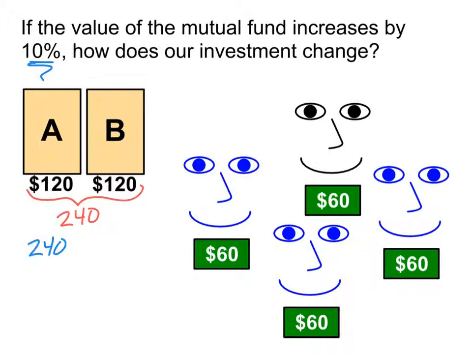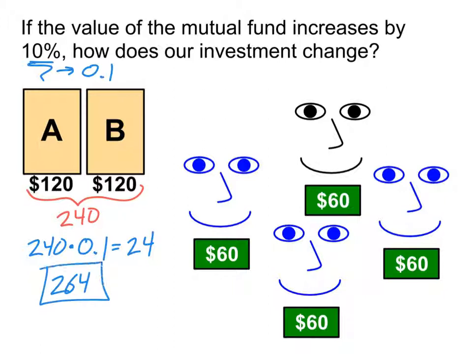240 multiplied, yep, times 0.1, because I take the 10% and I write it as a decimal. That's where I get the 0.1 from. If I do that, I get 24. Now that tells us how much we went up by. So we gained $24. But of course that means the total value would be $264. That's our total right now. So what would that make our part of this?